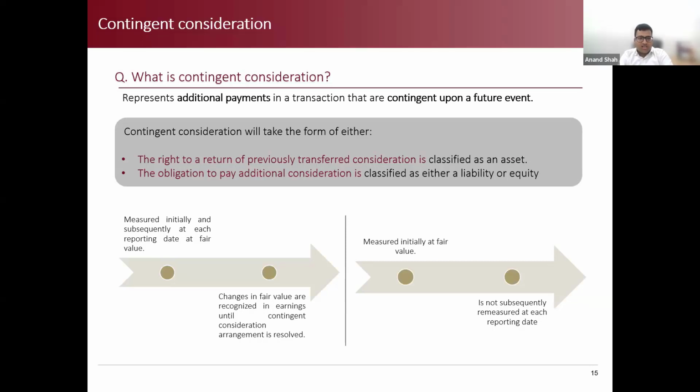Now, accounting standards are very, very clear about this. If there is any payment that is linked to continuous employment, that is not contingent consideration. It cannot form part of the purchase consideration. And such payments, as and when made, will be recorded in the profit and loss account of the post-acquisition entity.